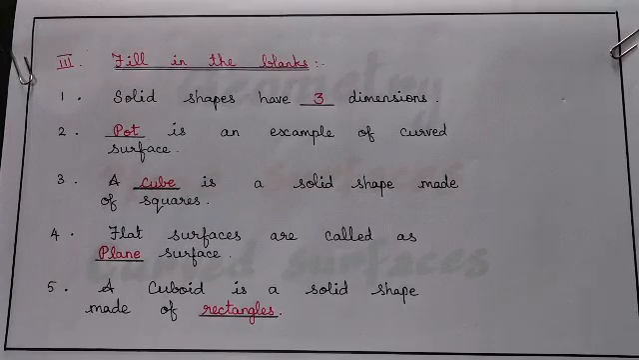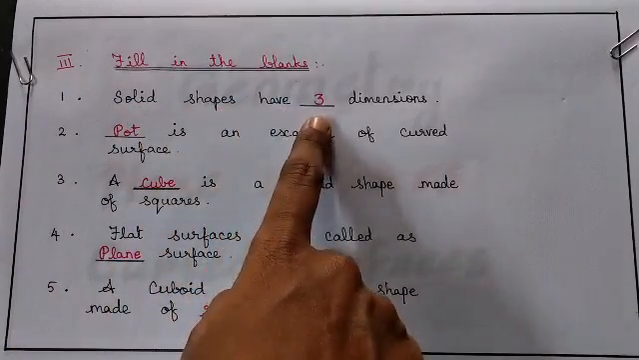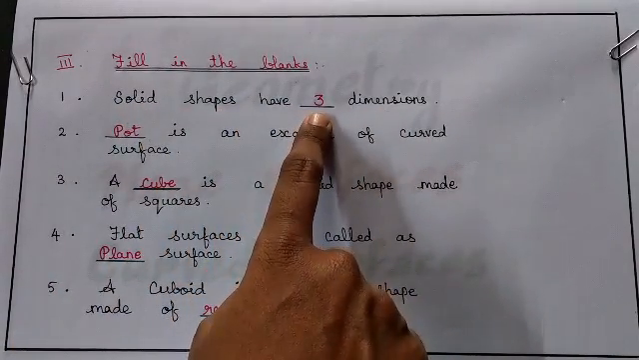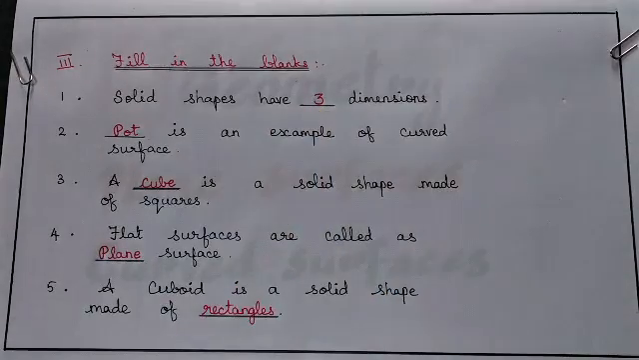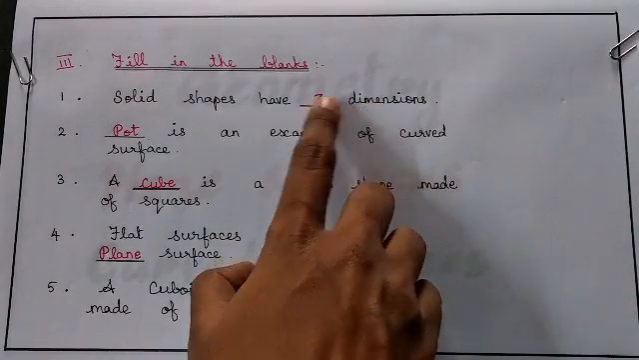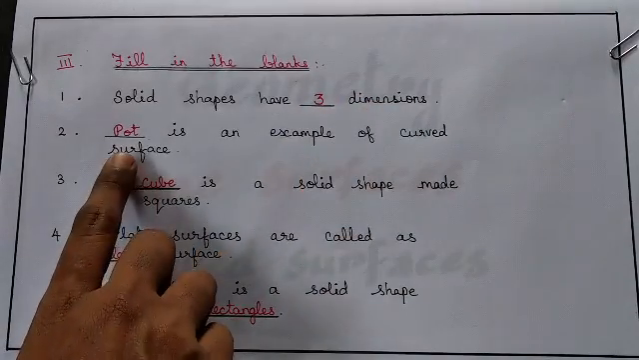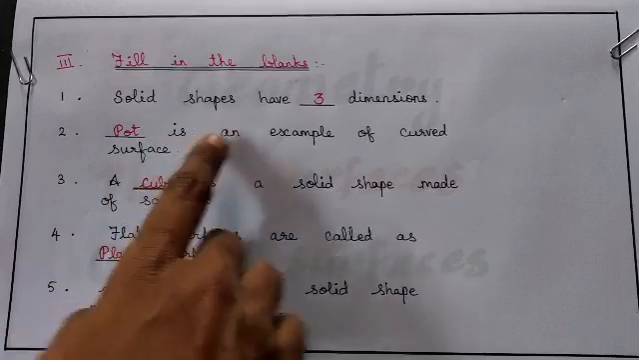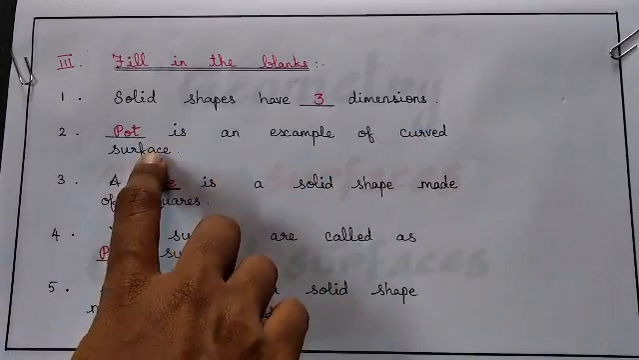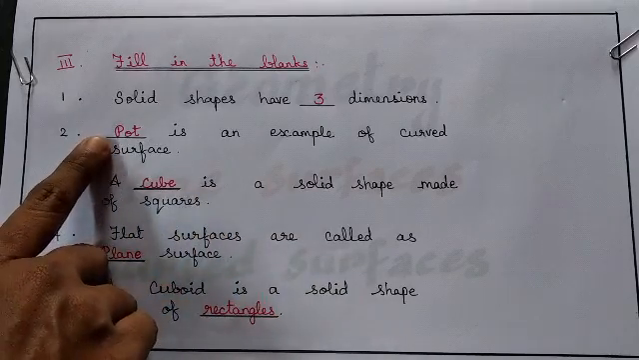Okay, finally we have fill in the blanks. Solid shapes have 3 dimensions. It has 3 dimensions, namely breadth, length, and height, isn't it? So that's why we say it's a 3D shape. 3D shape means 3 dimensions. Next, a pot is an example of a curved surface. This is an example. For curved surfaces we have written one example.